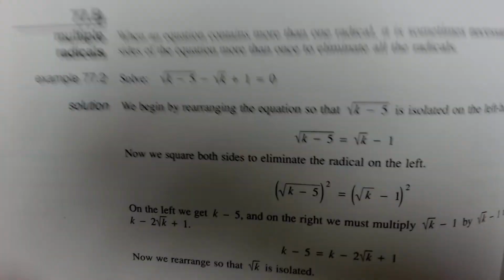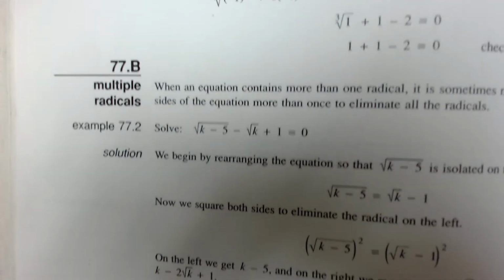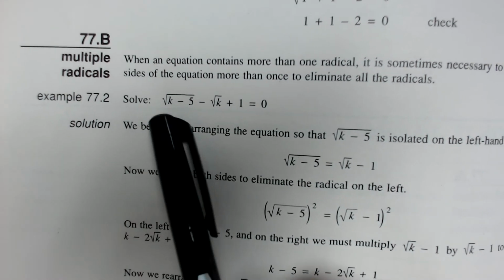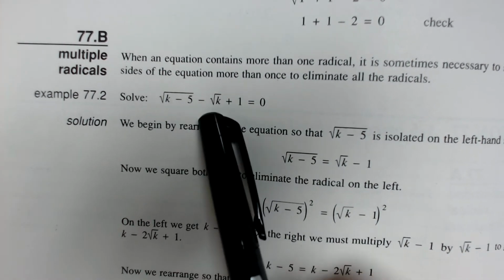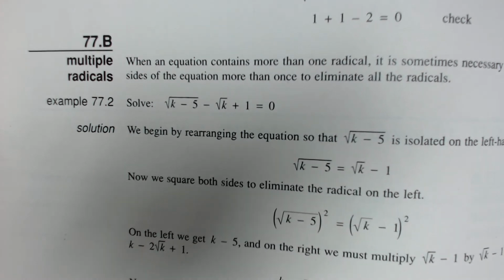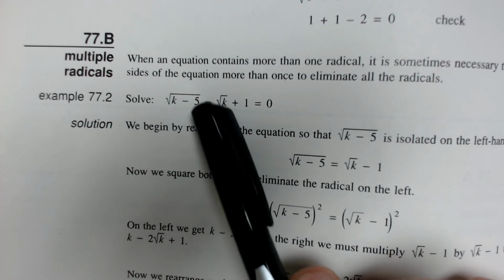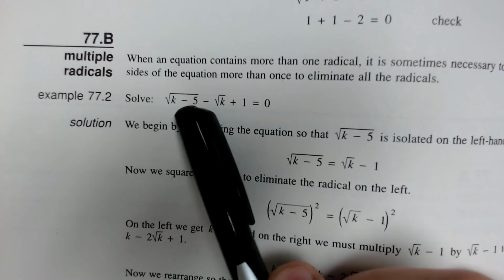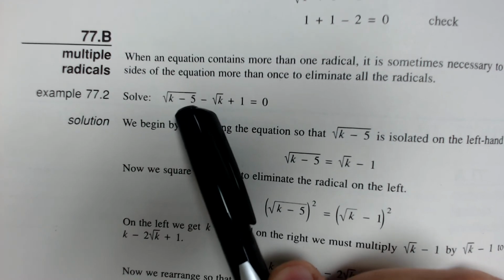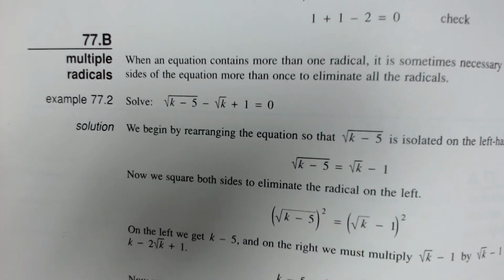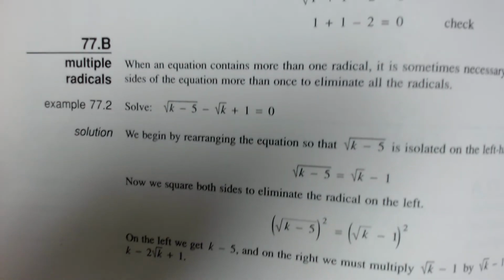Now the next example we have here is multiple radicals. What we mean by multiple radicals is we have a polynomial radical and a single term radical all in the same equation. Now the way we're going to deal with this is we're going to attack the most complex radical first, or the polynomial radical. So we're going to isolate that, get it all by itself, and then eliminate that radical, and then move through the equation to get rid of the second radical after we've eliminated the first one. So what that looks like is this.